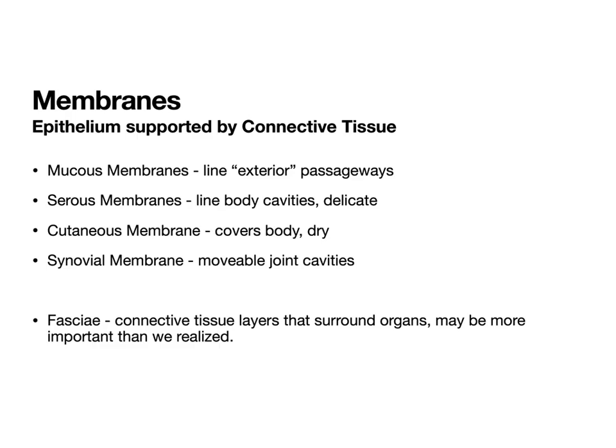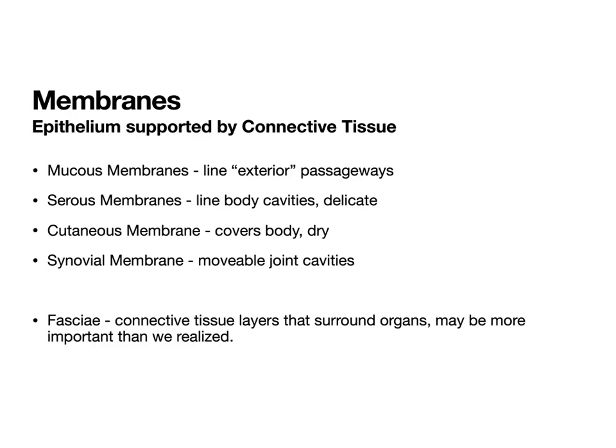Then we have our cutaneous membrane. This covers our body and it's dry. So our skin, for example. And then we have our synovial membrane, which is our movable joint cavity. So our knee joint, our shoulder joint, anywhere in our body where we have a joint, that is going to be a synovial membrane. Then we have fascia, which is a connective tissue layer that surrounds our organs.